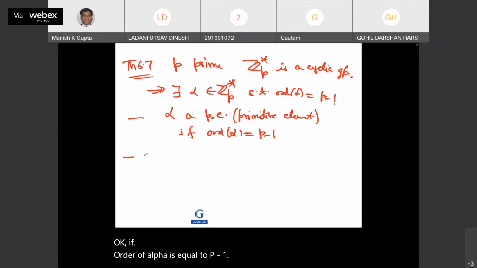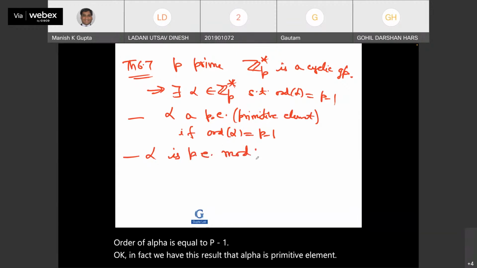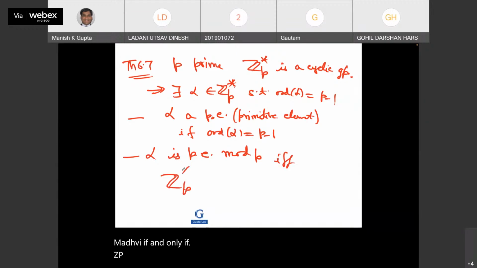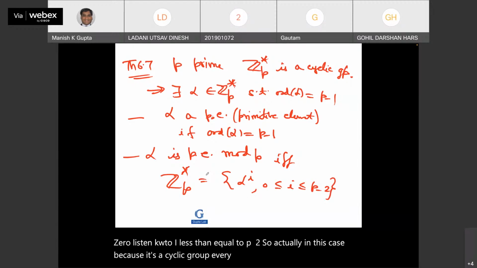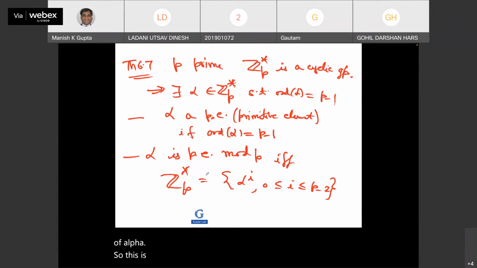In fact, we have this result that alpha is a primitive element mod p if and only if Zp star is nothing but alpha raised to the power i, 0 less than or equal to i less than or equal to p minus 2. So actually, because it's a cyclic group, every element can be written as a power of alpha. Okay, so this is the main result. Let me give you some more stuff here, and then we'll do some calculations also.